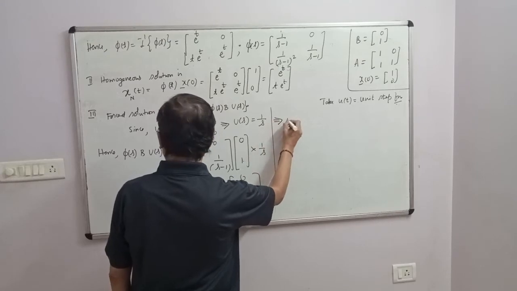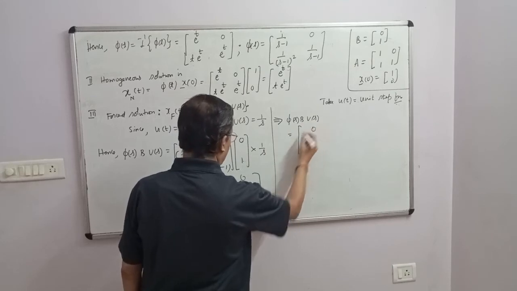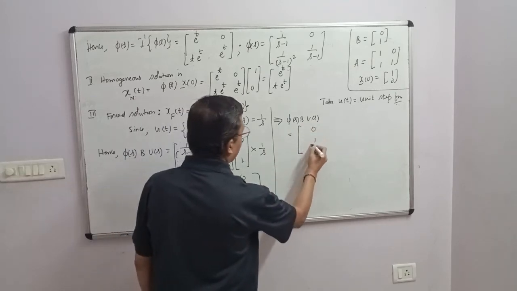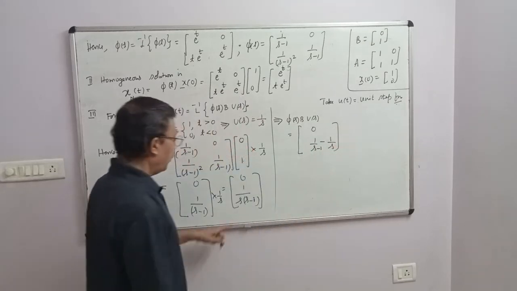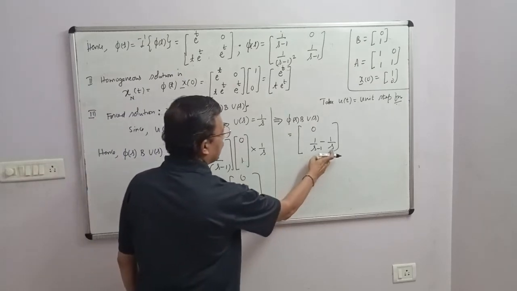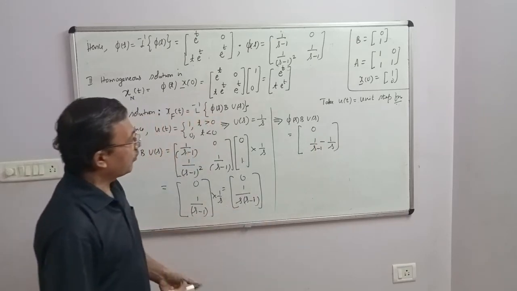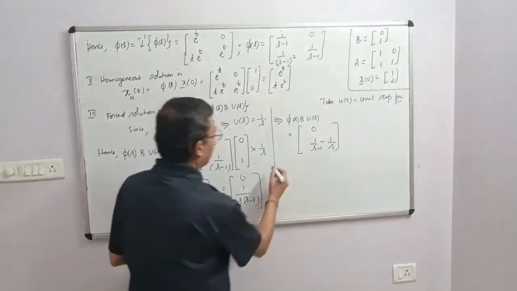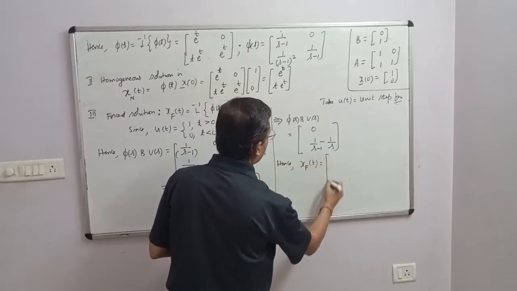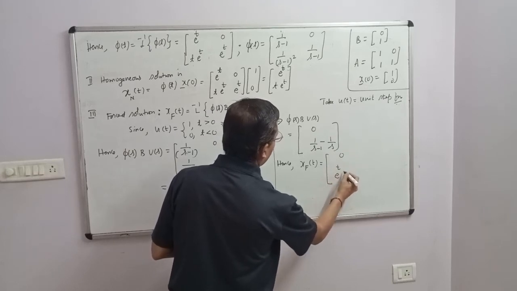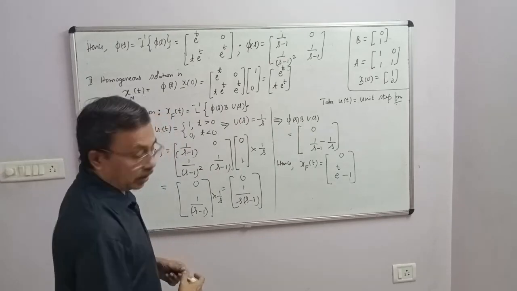This implies phi of s into b into u of s is equal to 0, 1 by s into s minus 1. By partial fraction, write this as 1 by s minus 1 minus 1 by s. I have done partial fraction expansion on this. Take LCM, you get the denominator, s comes here, minus of s minus 1 gives you this. I have done that by inspection. Hence, forced response x f of t is equal to 0, e to the power t minus 1. Laplace inverse of 1 by s is 1.